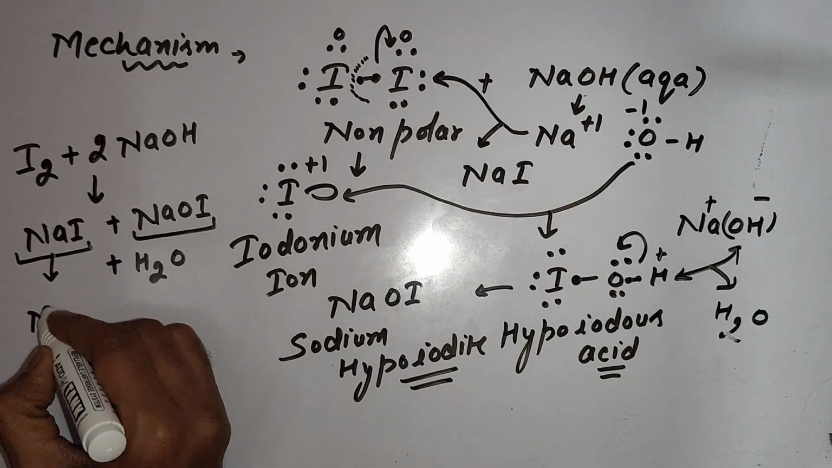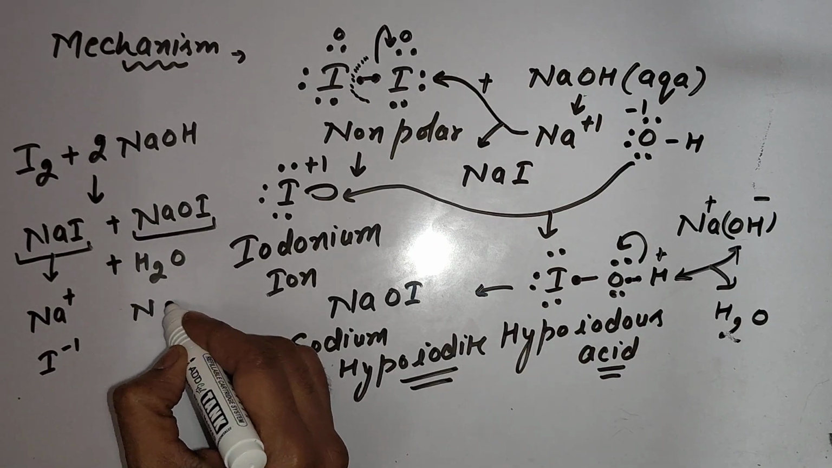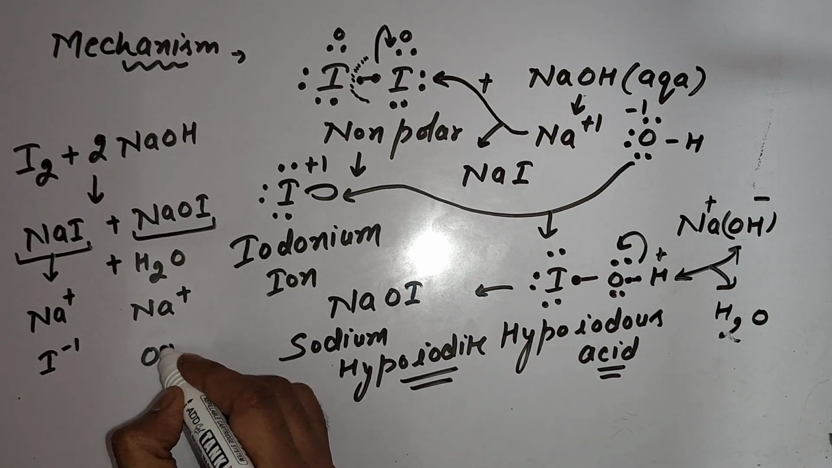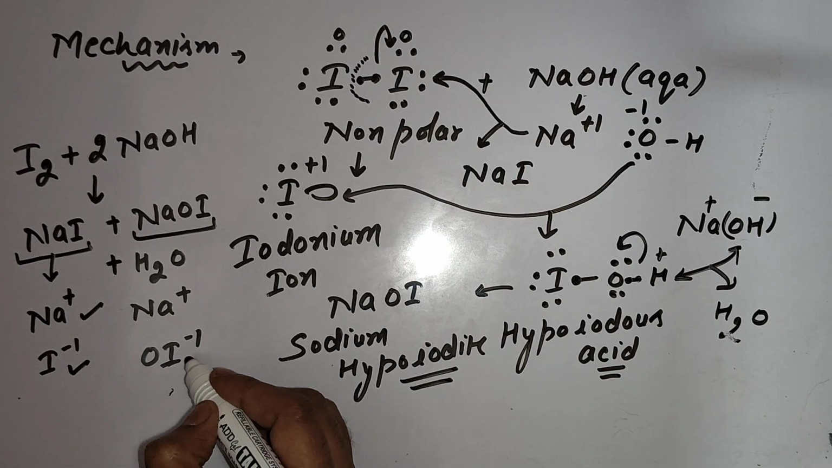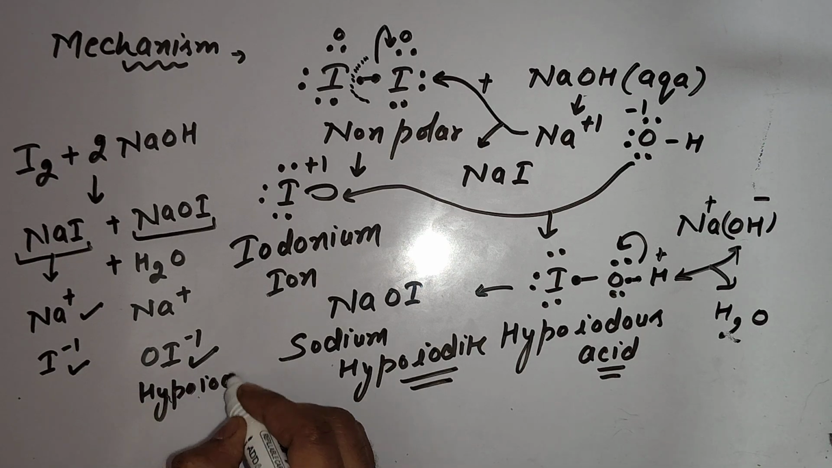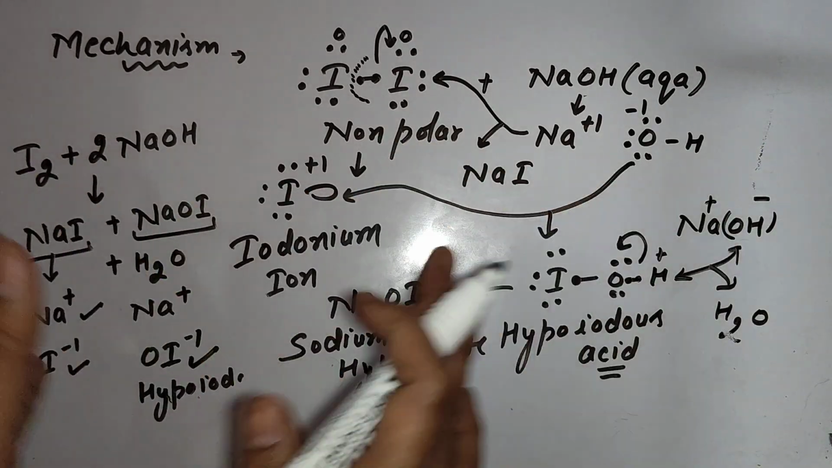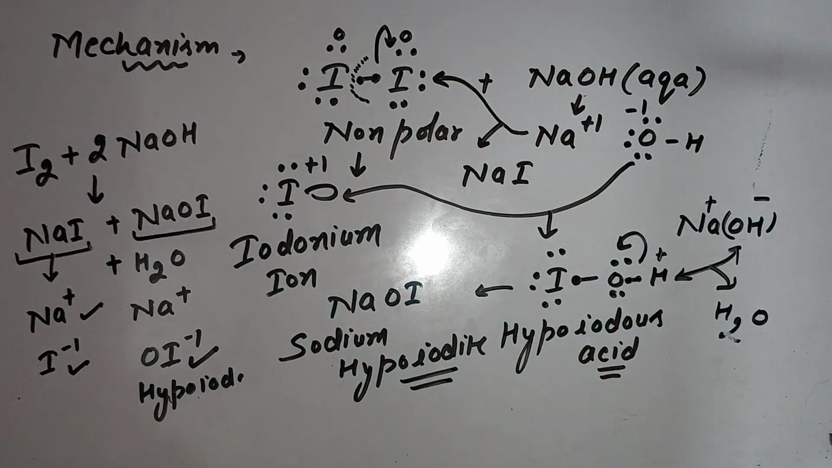So they will again be in the form of their anions and cations, like this: iodide ion, sodium ion, and hypoiodide ion. They are moving continuously here and there among the water molecules. So this is the first step. This is happening with the iodine molecule. Note it down. Now let's check what will happen next.